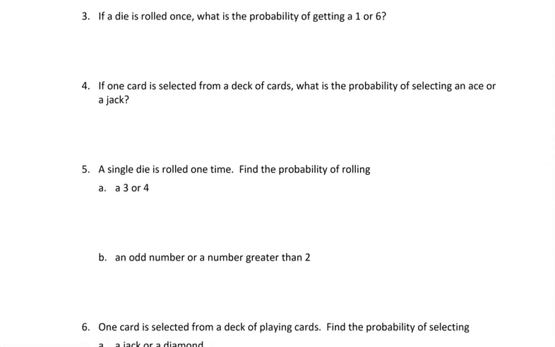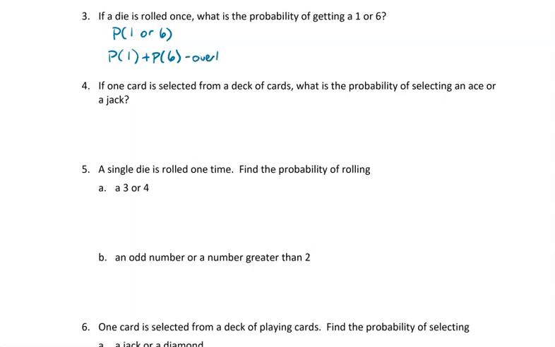All right, so let's go through some more examples. If a die is rolled once, what is the probability of getting a 1 or a 6? Now keep in mind, this one is going to be mutually exclusive because you can't get a 1 and a 6 at the same time. So you could just do probability of a 1 plus probability of 6 and leave it there.